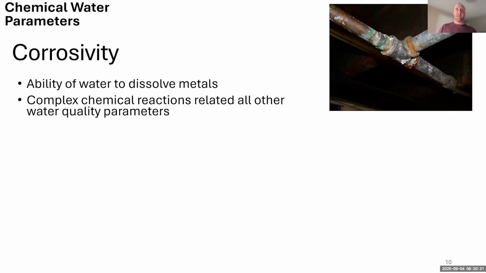And because it's a complex kind of reaction between all kinds of different chemical aspects and physical aspects of water, it's kind of hard to determine exactly the corrosivity of water, but there are some models that predict it. So like the Ryznar index or the Langelier saturation index. These are models that you can put in all these different water parameters and it will predict whether your water is going to be corrosive or not. And they work pretty well.